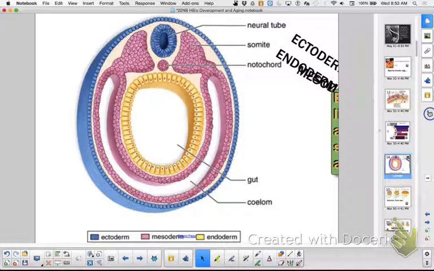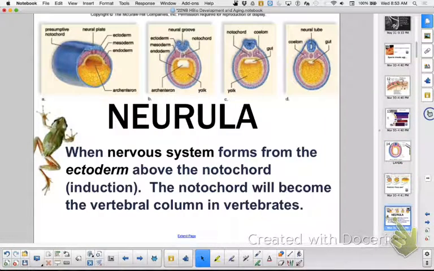Oh. So that is a process called induction, where that tissue determines the fate of a neighboring tissue. Okay, that's how this tissue controls that tissue. It's like extreme peer pressure. Okay, no notochord, no neural tube. And when you start to form this neural tube, that process is the neurula. So following gastrula is neurula. And here we're using the frog as the example.